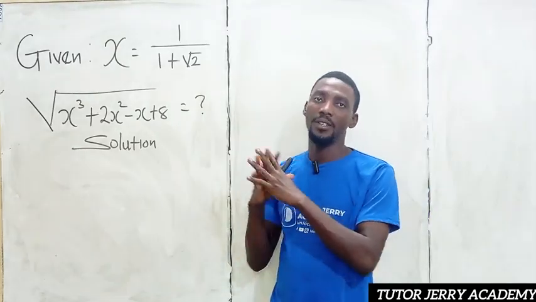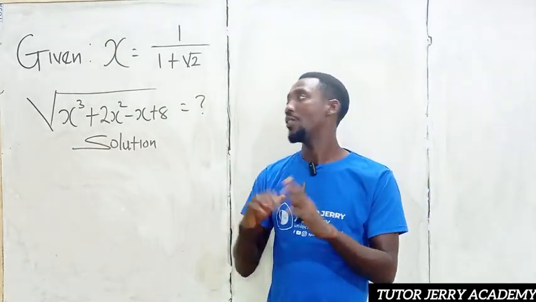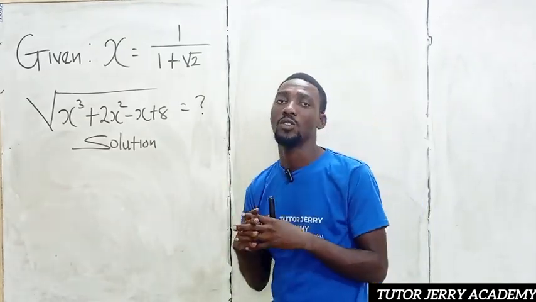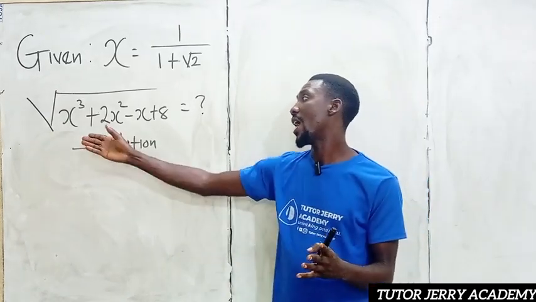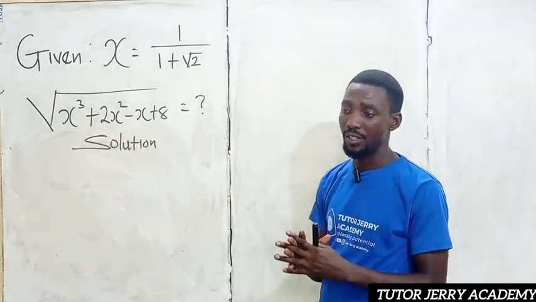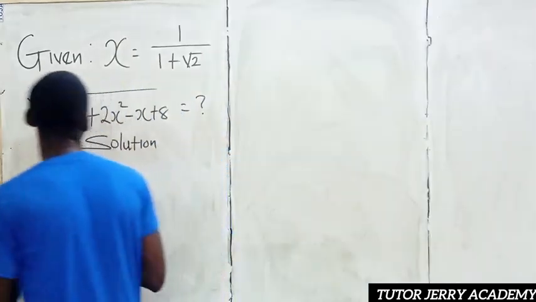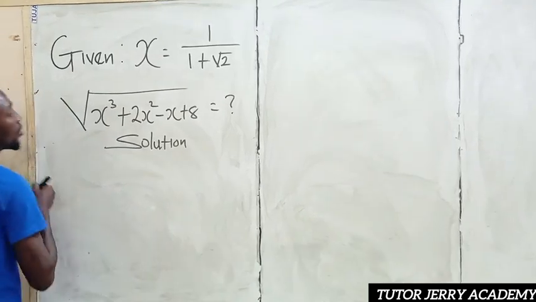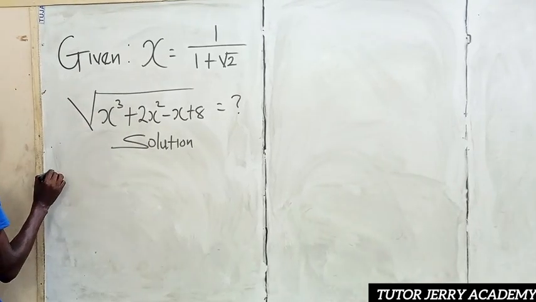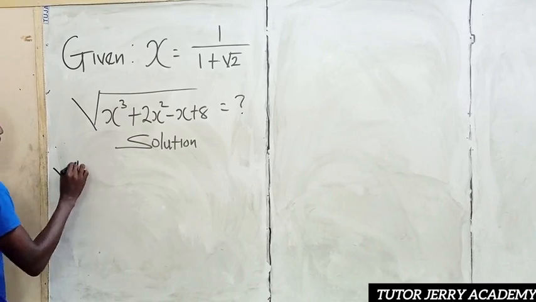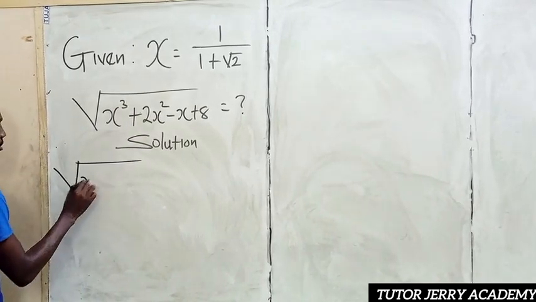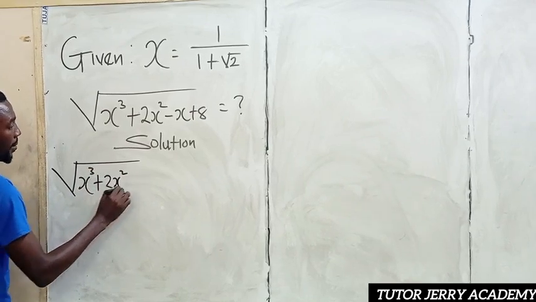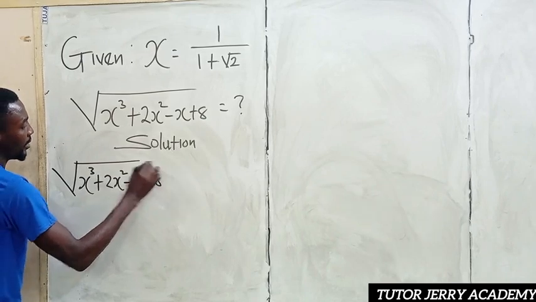Let's resolve the above question. The question says that given that x is equal to 1 plus root 2, we are asked to find the value of this. For us to solve this, I will start with this first. Here we are going to have, as the question says, x to the power of 3 plus 2x squared minus x plus 8.